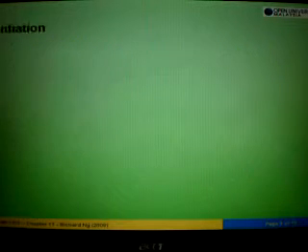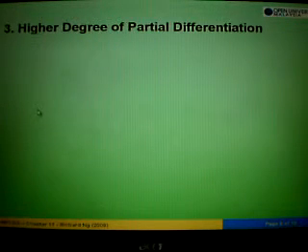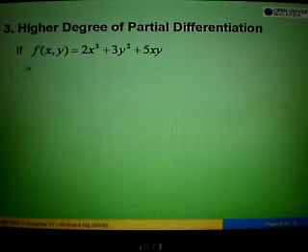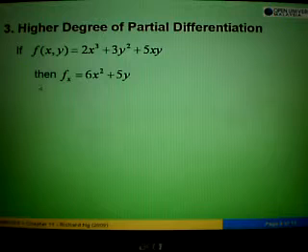Okay. Now let's look at the next topic on a higher degree of partial differentiation. So higher degree means we need to continue with the differentiation to second degree or even third degree. For example, if we are given f(x,y) = 2x^3 + 3y^2 + 5xy, then for fx, we differentiate this function compared with x.